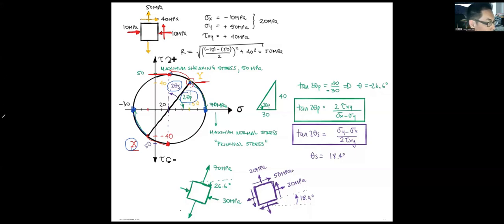From this triangle, we can figure out the value of theta p. Therefore, the tangent of 2 theta p equals 10 over minus 30, so we get the angle as minus 26.6 degrees. So the tangent of 2 theta p equals 2 times tau xy divided by sigma x minus sigma y, from this triangle.